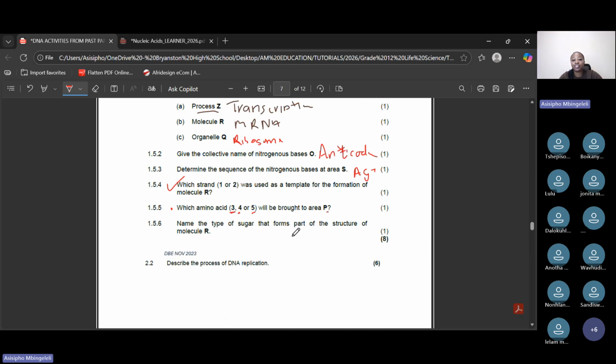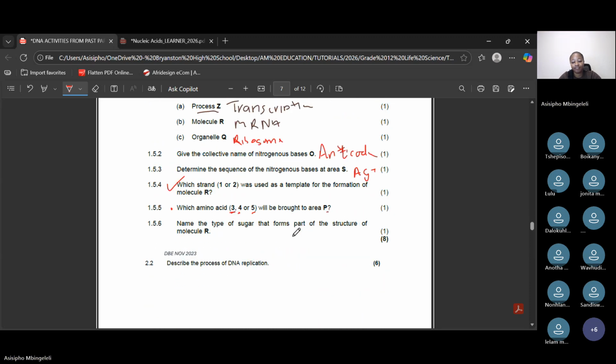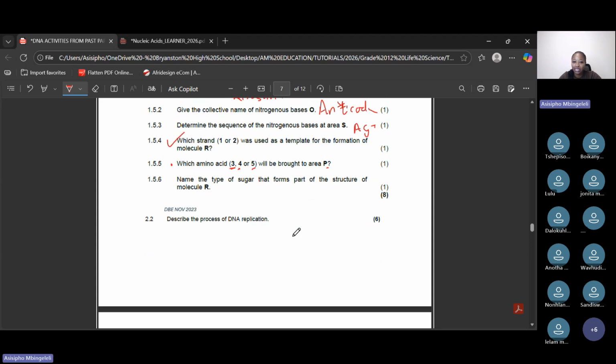Okay, name the type of sugar that forms part of the structure of molecule R: ribose sugar. Okay. The teacher's energy is at 0. Describe the process of DNA replication. How many marks? 6 marks. 6 marks, that's a lot of marks. And those are marks that we need, guys. Those are marks that we really need to get.